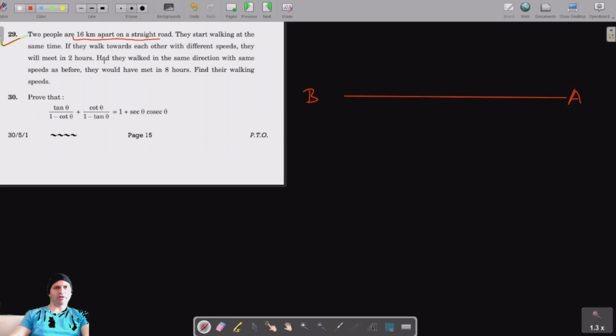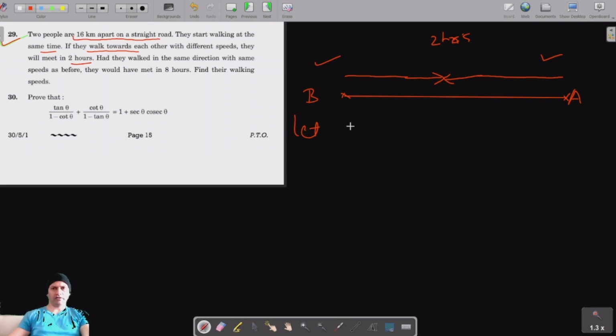Now when they start walking at the same time, if they walk towards each other, that means they are walking towards each other in opposite directions, and they will meet in 2 hours. So time taken by B is 2 hours and time taken by A is 2 hours, and they meet, let's say, somewhere here.